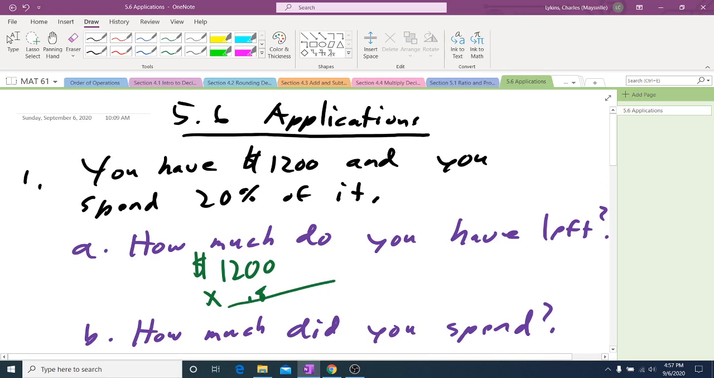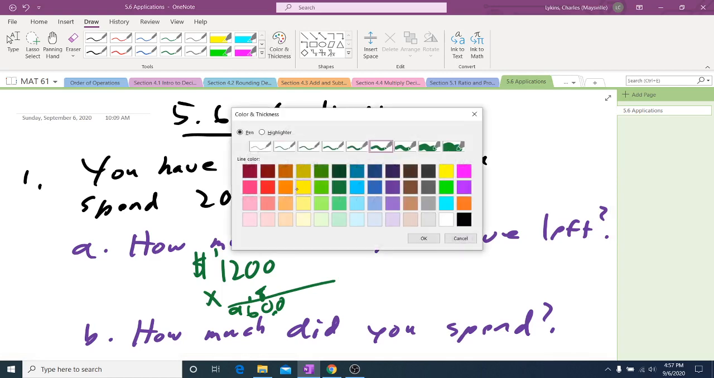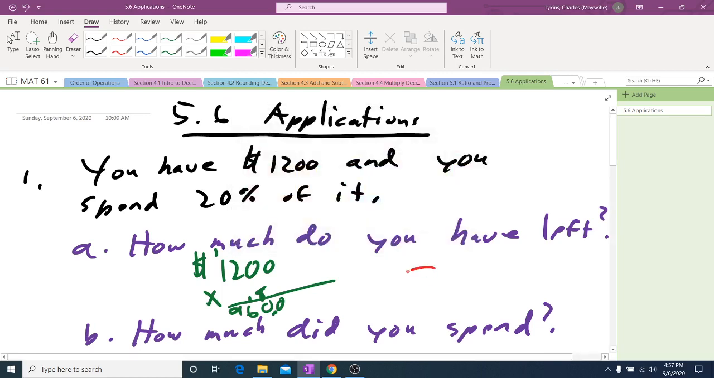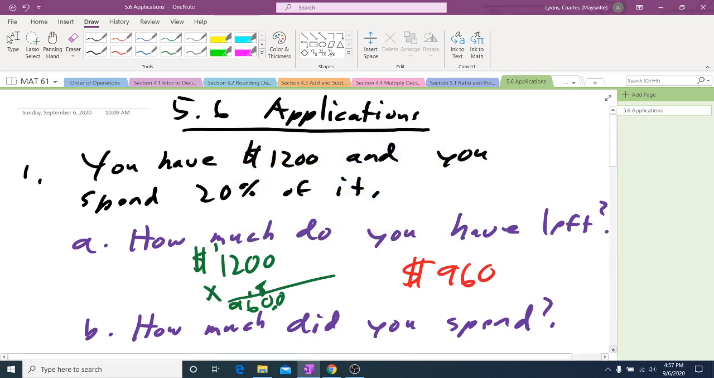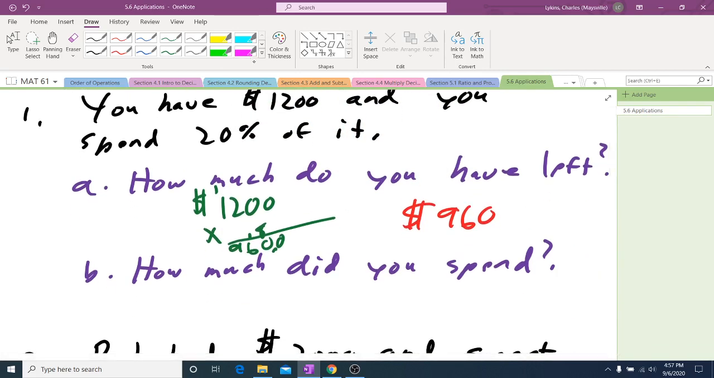Okay, so 8 times 0 is 0, 8 times 0 is 0, 8 times 2 is 16, carry the 1, 1 times 8 is 8, plus 1 is 9. And since I've got one decimal, I'm going to put one decimal. So that means you have $960 left.